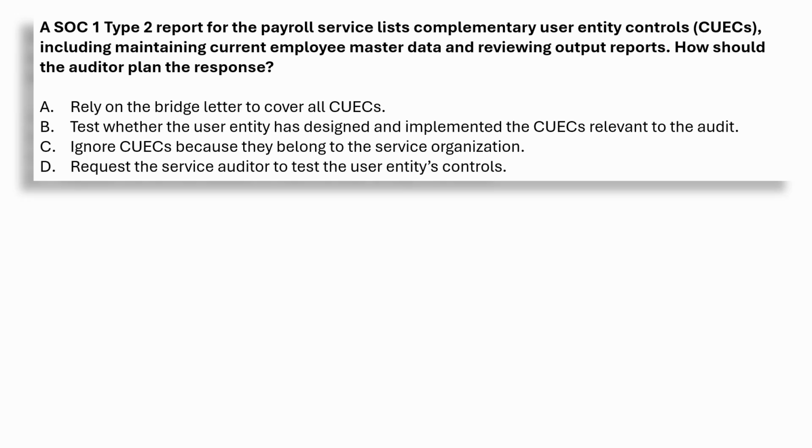Correct answer? Option B. Whenever I see CUECs in a SOC 1 Type 2, my brain says, the service org did their part, now make sure the client did theirs. If the client didn't maintain employee master data or review payroll reports, that SOC 1 assurance doesn't mean much.